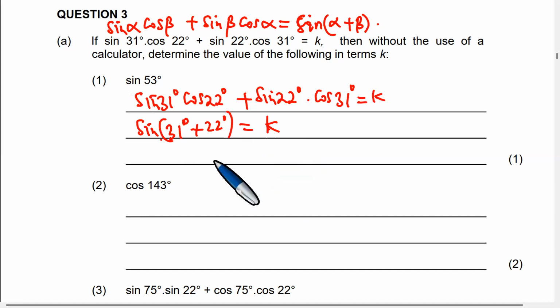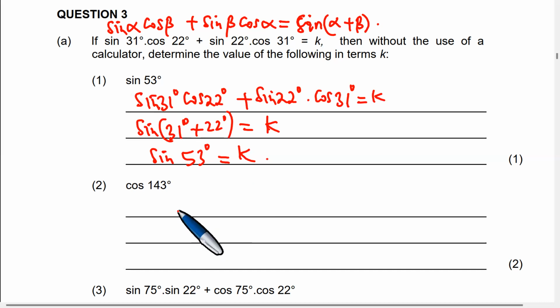Okay. What is sin 53 and 22? It's exactly 50 degrees. Meaning that the sine of 53 is k. The sine is k. You get the point? Right. So, very nice and easy. Let's look at the next one.